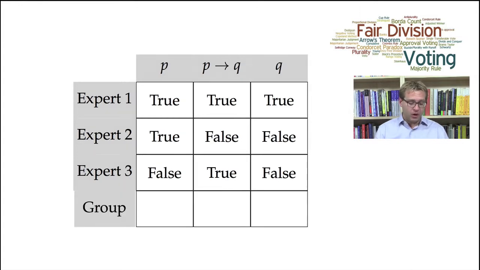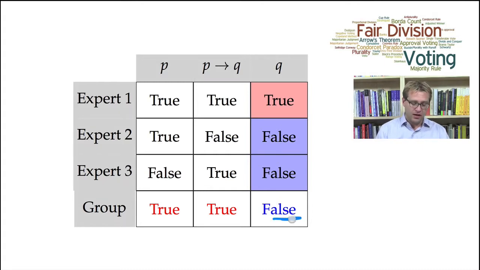So now we ask, what is the group opinion? What's the majority opinion? So let's go through and calculate. For P, the group judges P to be true. Why? Well, expert 1 and 2 judge P to be true, so a majority judges P to be true. How about P implies Q? Again, a majority judges P implies Q to be true. How about Q? Well, the majority opinion for Q is that it's false. Experts 2 and 3 judge Q to be false. And so the majority opinion is that Q is false.